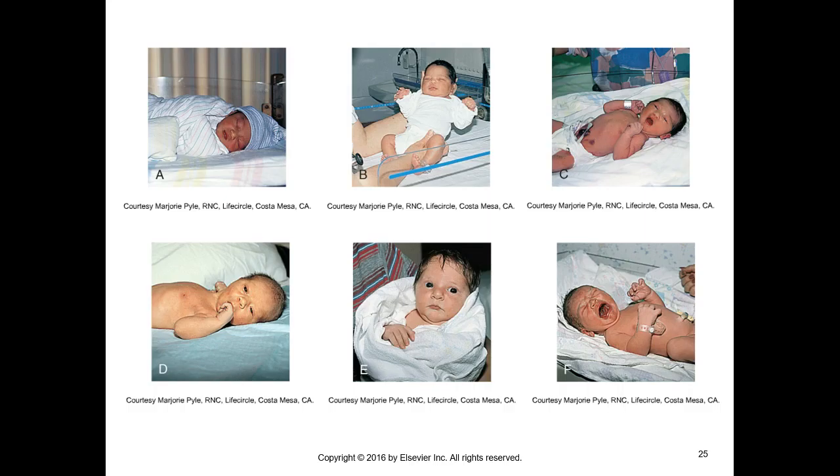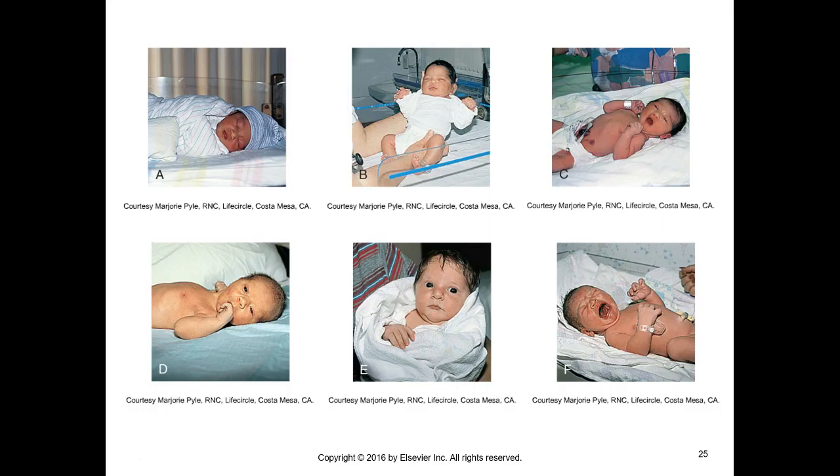This slide goes through the different newborn sleep-wake states. In A, this baby is in a deep sleep. B, a light sleep. C is drowsy. D is a quiet alert. E, active alert. And F is crying. So the optimal state of arousal is the quiet awake, quiet alert state, and that would be D. This is when the baby smiles, vocalizes, and really watches, kind of in tune with the parents. So that's the quiet alert state, which is D.